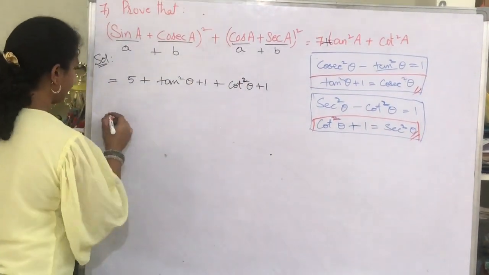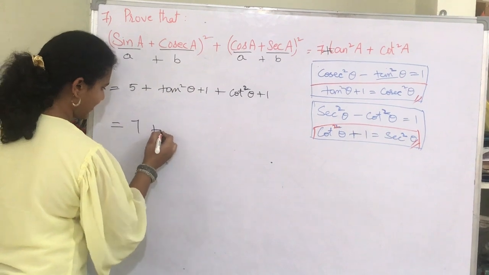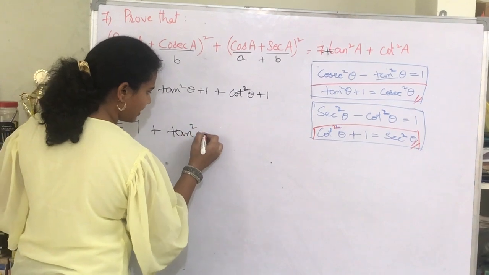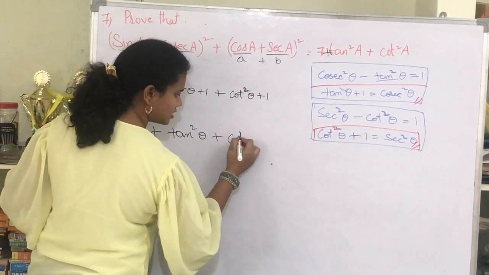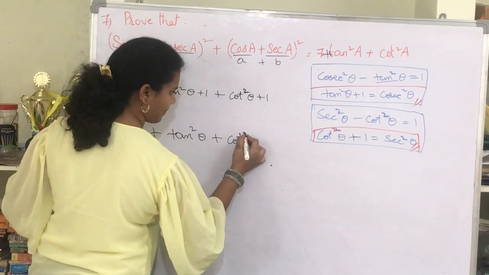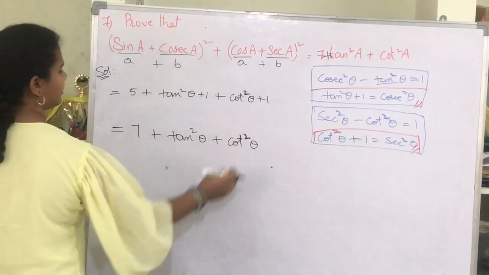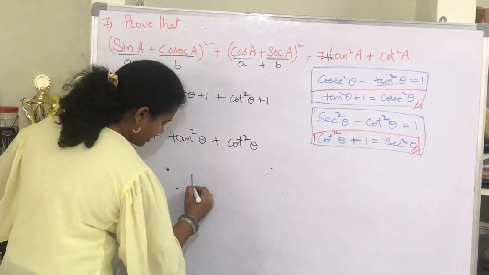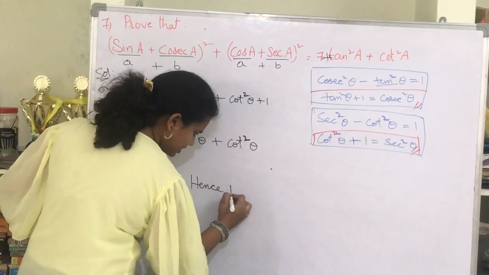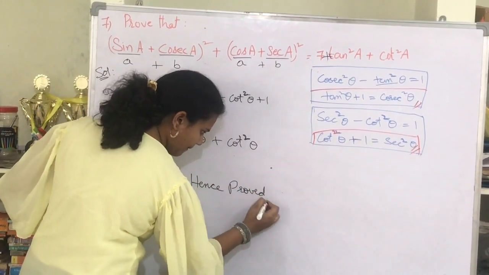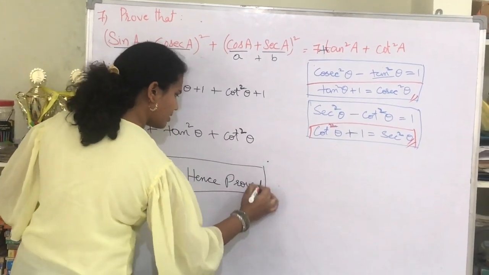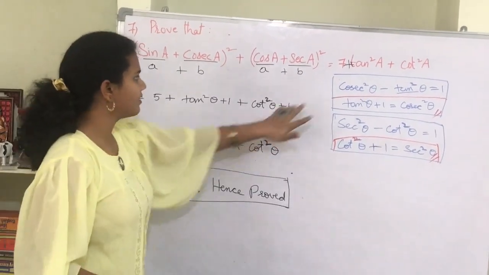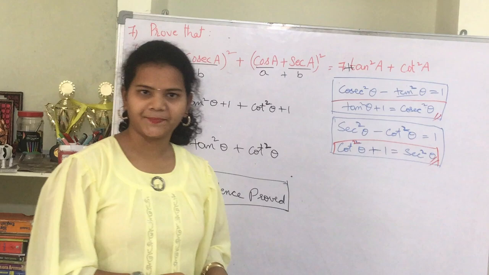Here we have 7 plus tan square theta plus cot square theta. Done. Hence proved that 7 plus tan square theta plus cot square theta, here we got 7 plus tan square theta plus cot square theta.